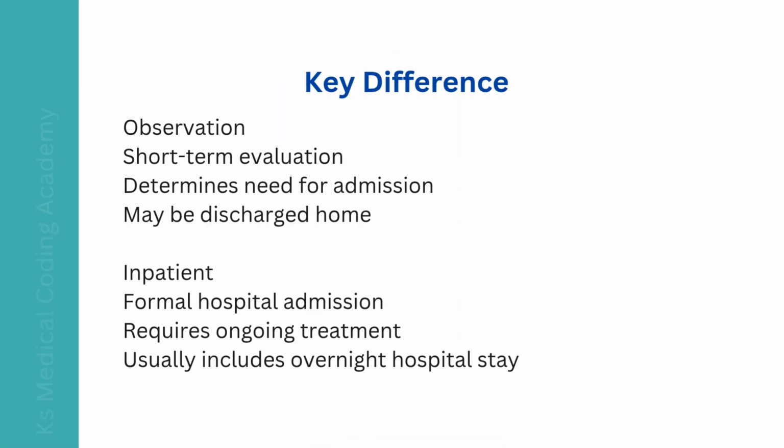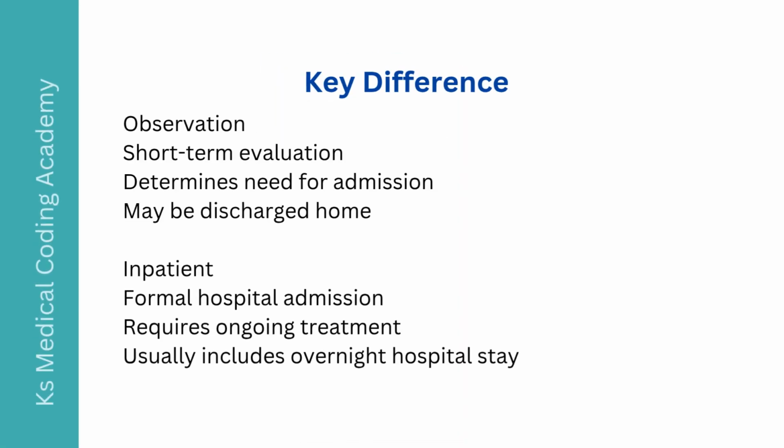The key difference between observation and inpatient services is the patient's status. Observation care is temporary and helps the physician determine whether hospital admission is necessary. Inpatient care begins after a formal admission order and is intended for patients who require more intensive treatment and monitoring. As a medical coder, always verify the patient's admission status before selecting the appropriate EM code.